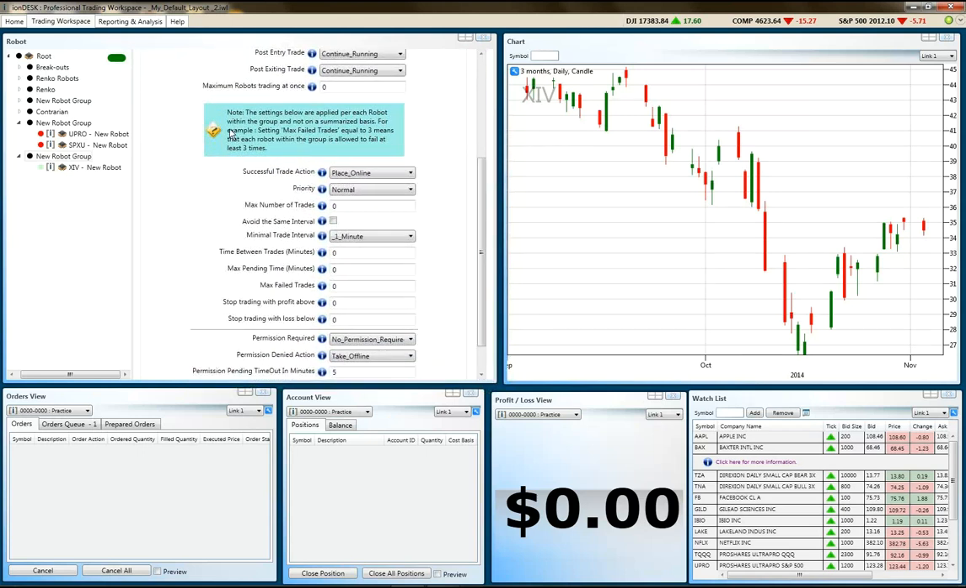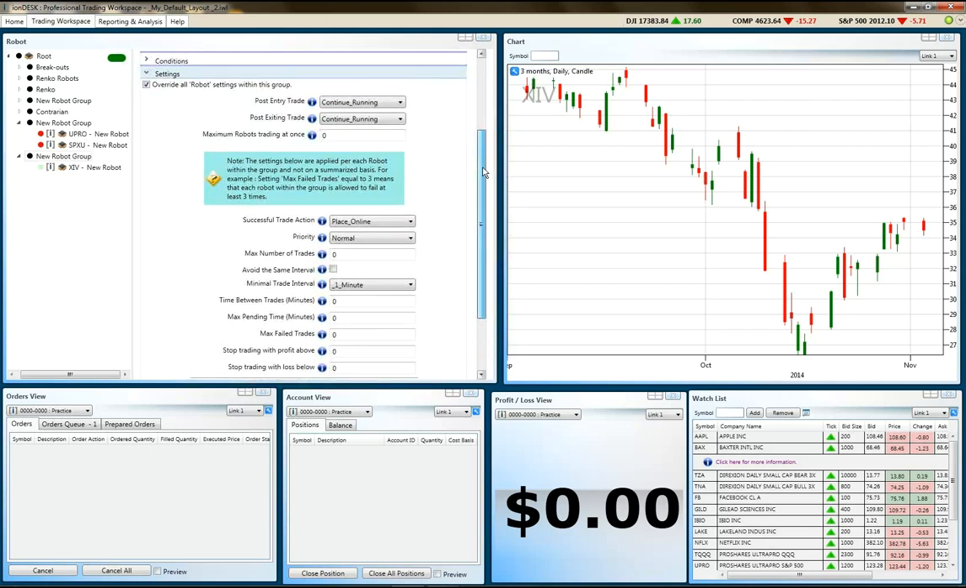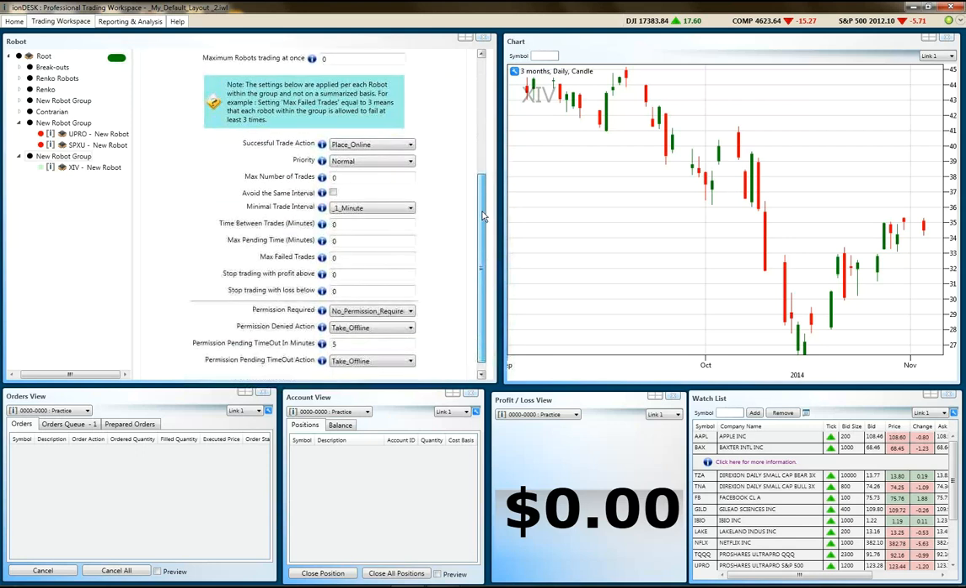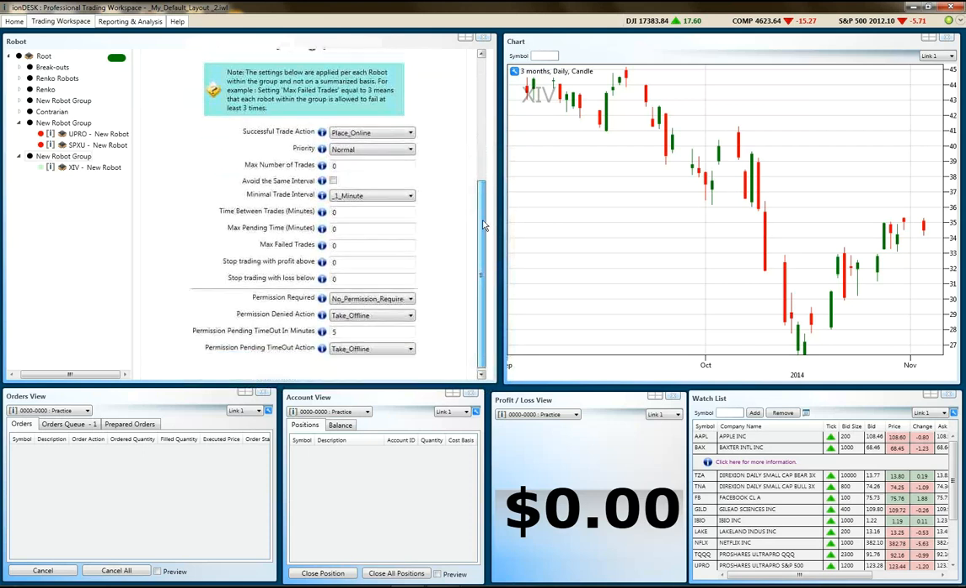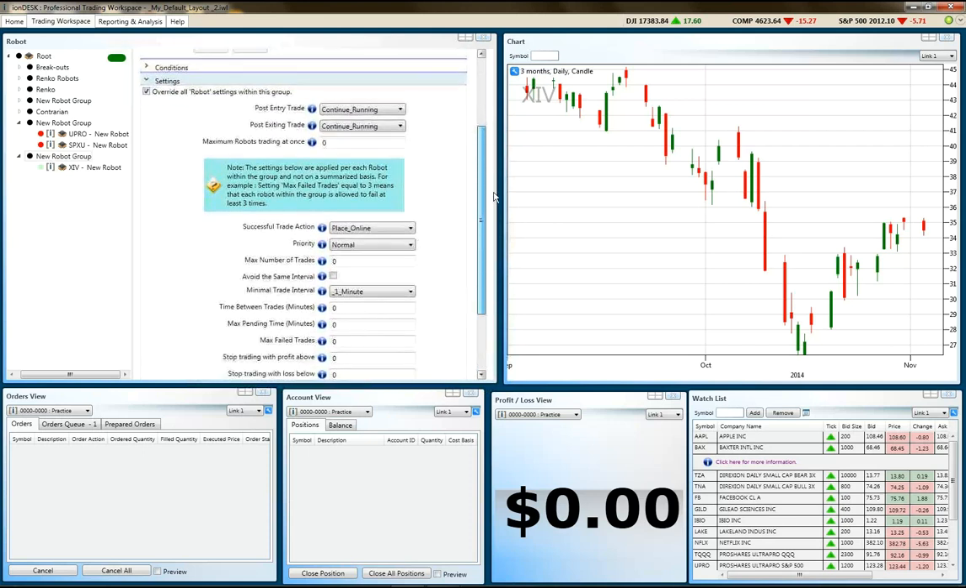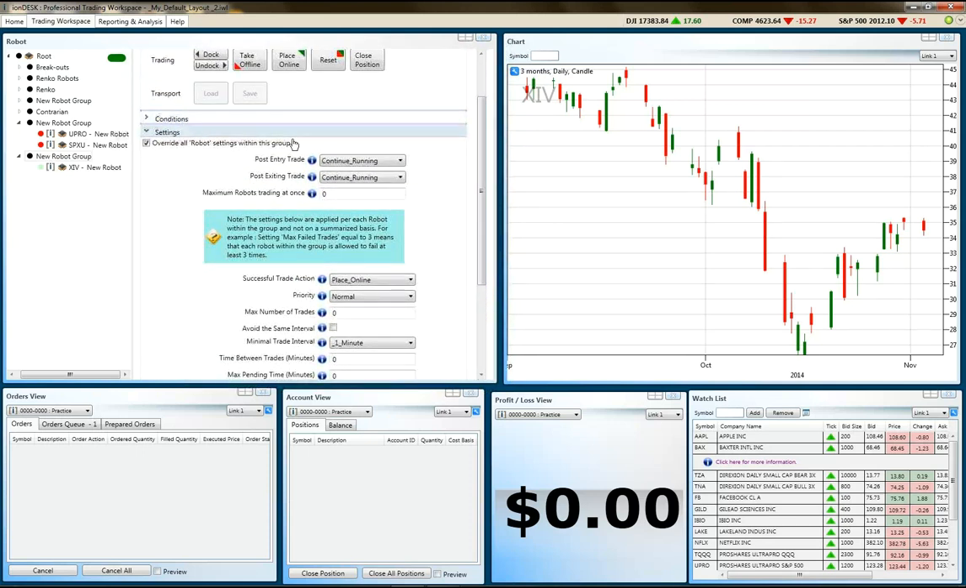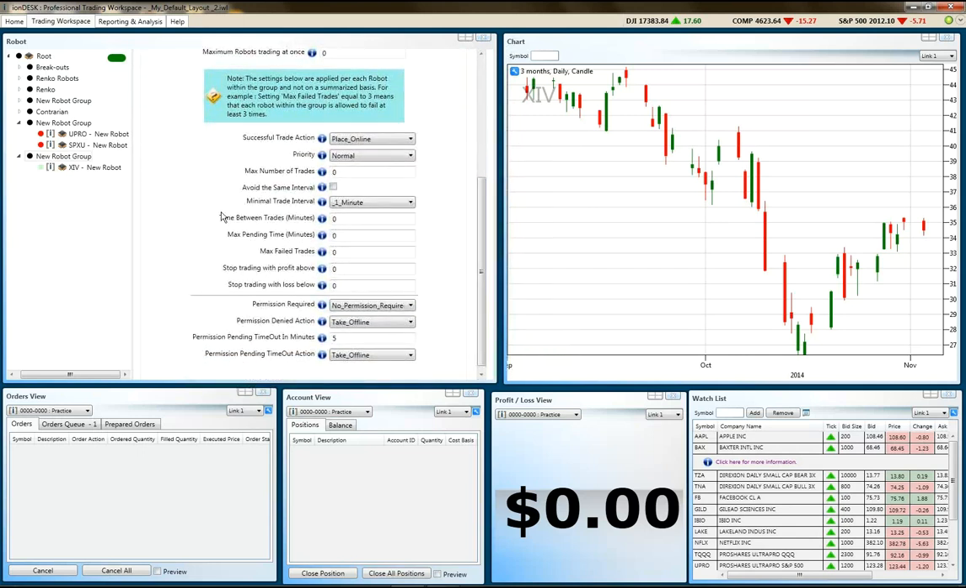And you can apply the same settings to all robots. Yes. I don't want to mix in the word condition because that kind of leans into strategy. But yeah, we're talking about the settings. For instance, let's just say that I had a type of order that could occur within the same time interval, and I didn't want that. You could do things like avoid the same time interval.